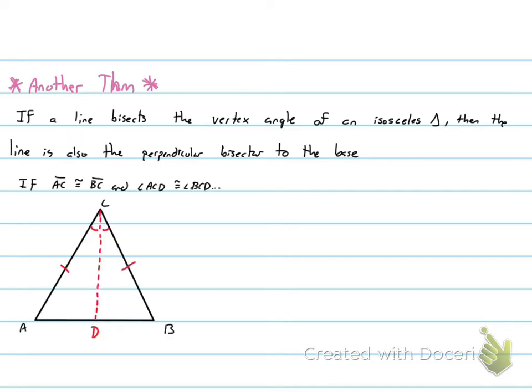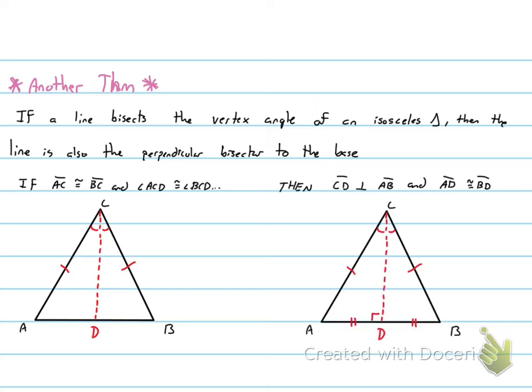So looking at this in a diagram, if we have that triangle and we know that AC and CB are congruent, so it's an isosceles triangle, and we also know that angle ACD is congruent to BCD, since we see that, we can assume that CD is bisecting that angle because it cuts it in half. Then we can conclude that CD is hitting AB at a right angle, so CD and AB are perpendicular, and AD and DB are congruent. So that base was cut in half into two equal parts.